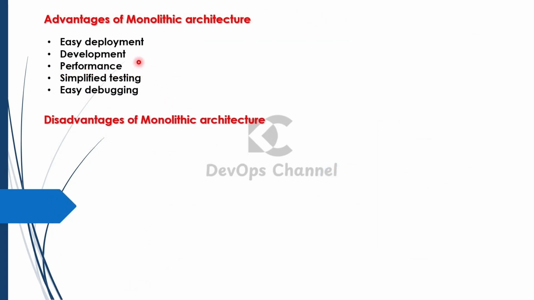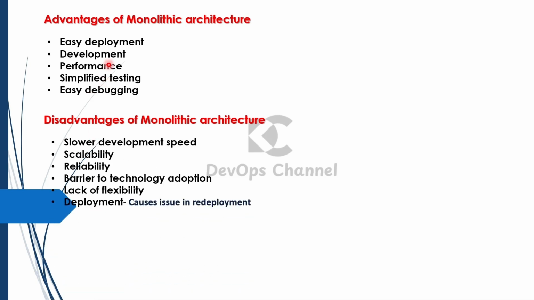So the first advantage is easy deployment. Of course, they are just a single entity, so they are easy to deploy. Development is also easy. Now if we talk about performance, they may perform faster because all of them are considered as a single entity and all the services are running in a single entity. Now, if you talk about simplified testing, you need simply one unified unit for testing it, right? Now, as monolithic is a unified unit, it is easy in debugging. Okay.